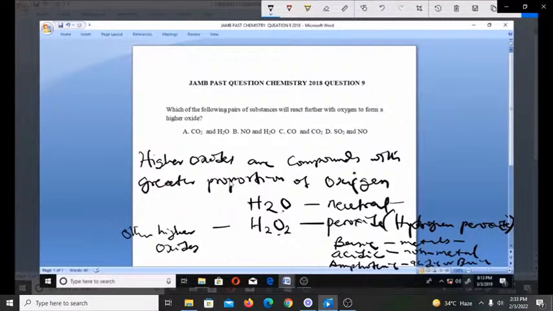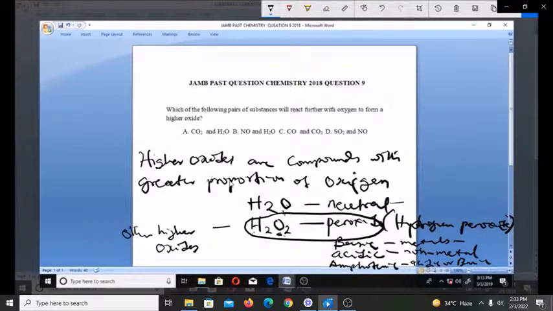So you need to take note of all these types of oxides. But here in this question, they are asking which of these pairs will react further with oxygen to form a higher oxide. Whenever you have something like this peroxide, there is a disproportionate number of oxygen. Oxygen is in higher proportion. So how do you get about this? You can get this by more oxidation of the normal oxides. When you oxidize them more, when they have more oxygen, they can form higher oxides.